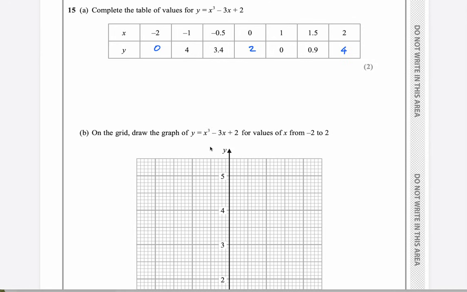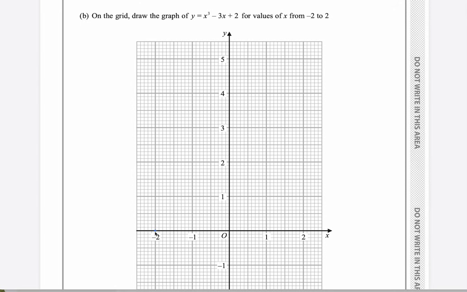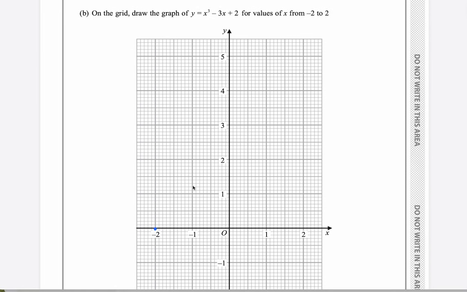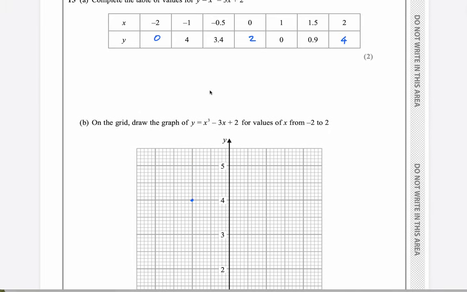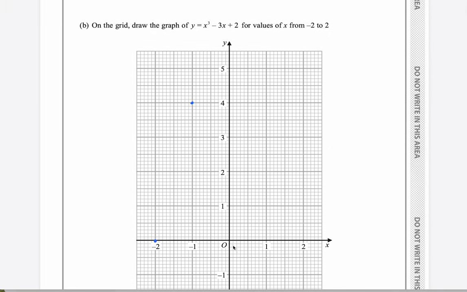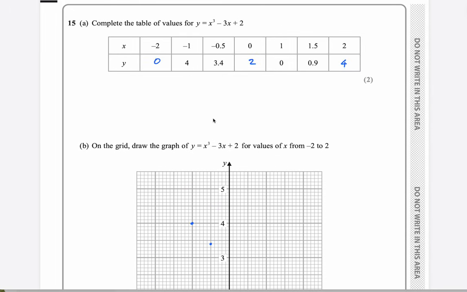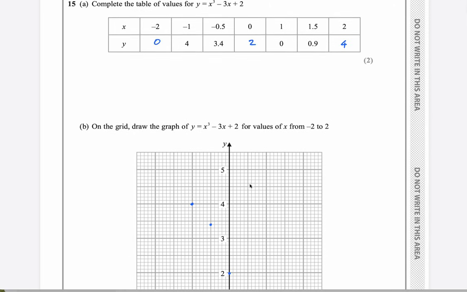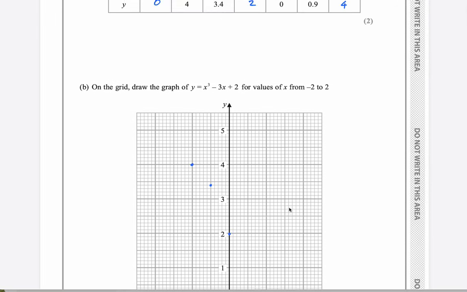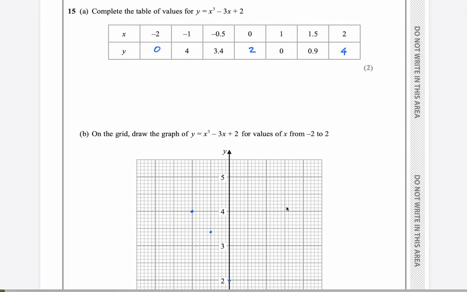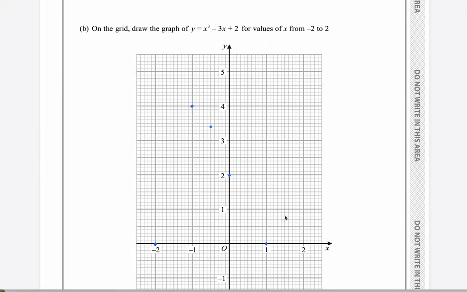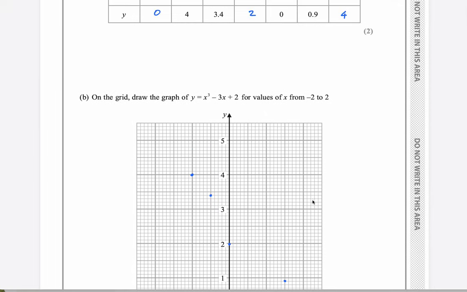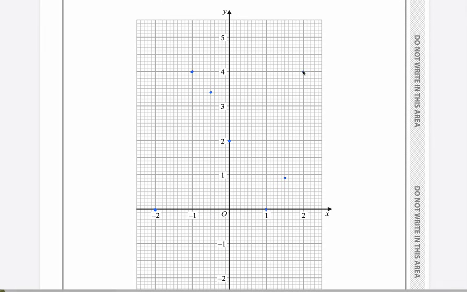Then he says, on the grid, draw the graph of this from negative 2 to 2, right? So I need to just plot these points. Negative 2, 0 is here. Negative 1, 4 is here. Negative 0.5, 3.4 is there. That's 3.5. 0, 2 here on the y-axis. 1, 0 here. 1.5, 0.9 is here. And 2, 4 is there.